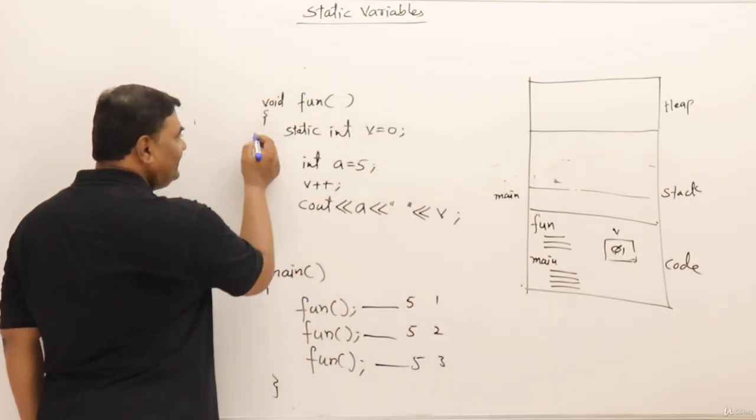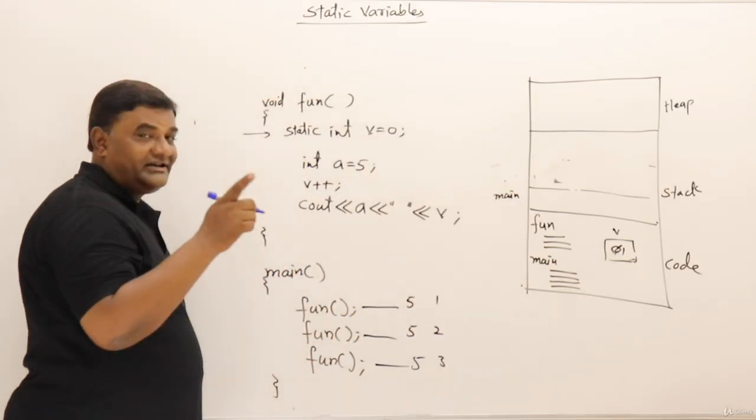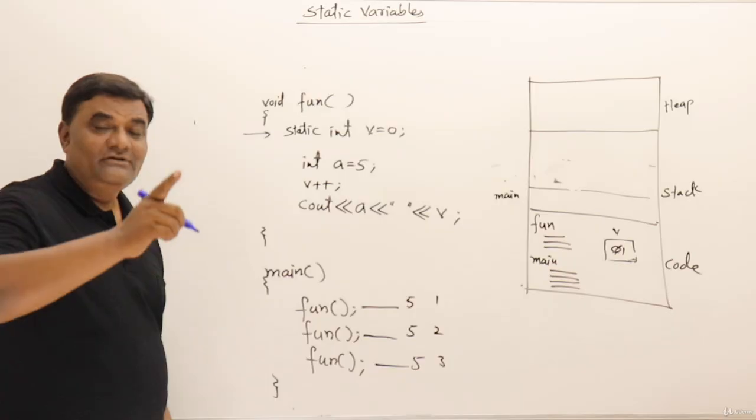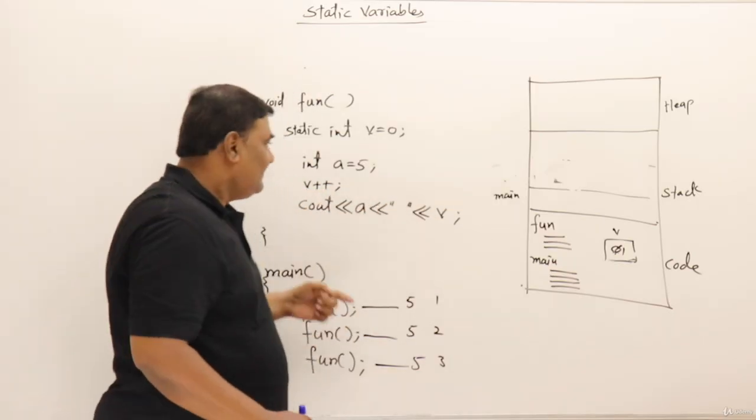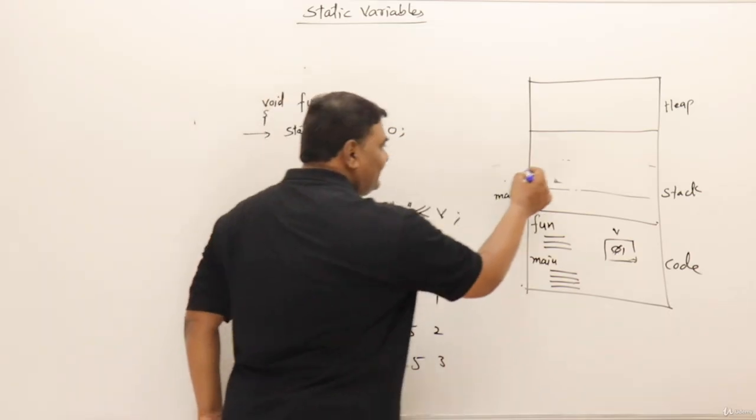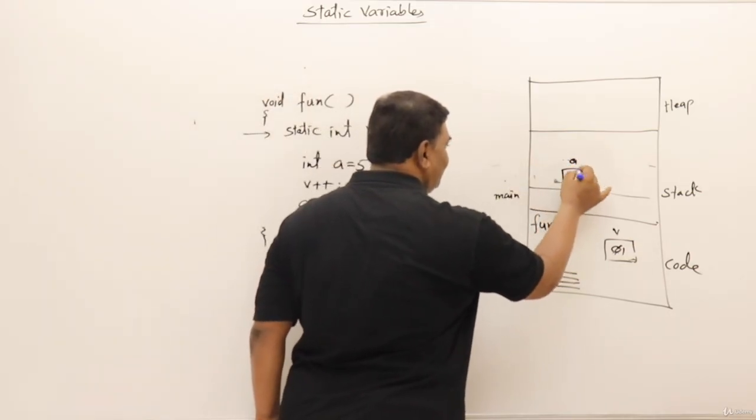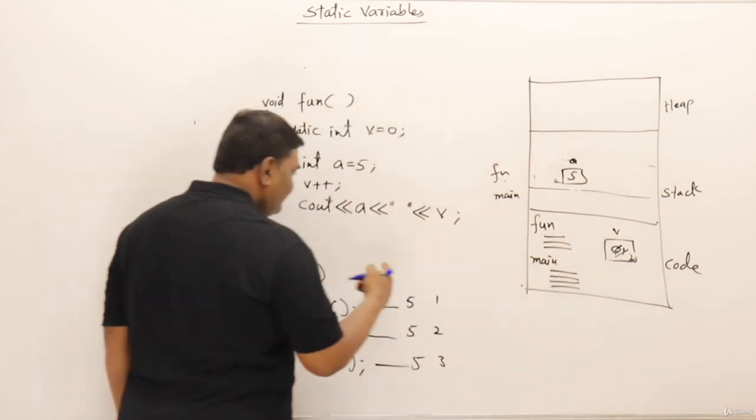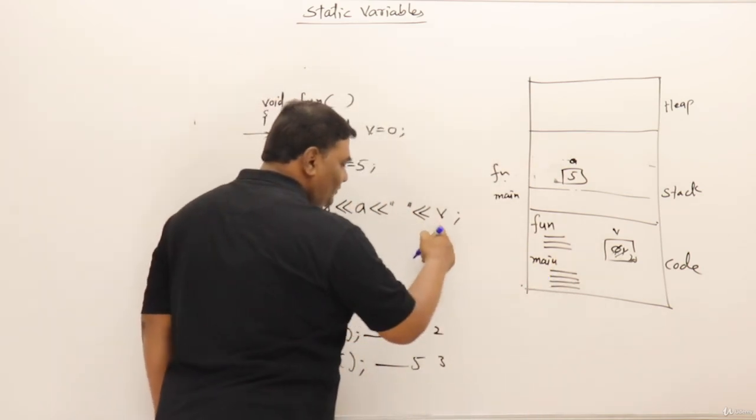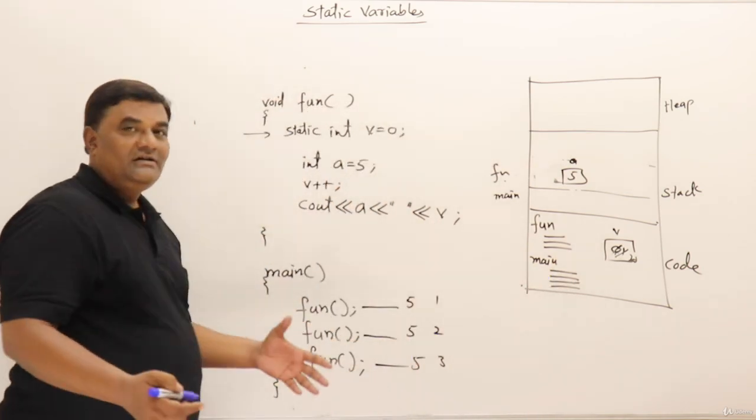Remember, in the second call, we have written it here. Every time it is not created, it is created only one time, that is at the loading time. Now next, again A is created for function fun and v plus plus, so the same v becomes 2 and print 5 and 2. That's it.